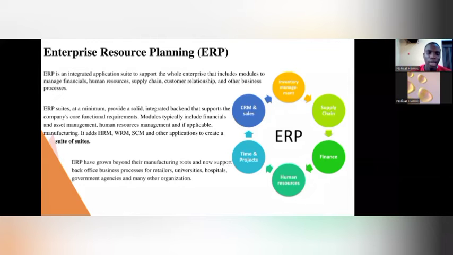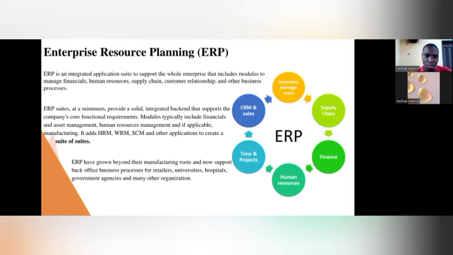Enterprise resource planning, ERP. ERP is an integrated application suite to support the whole enterprise that includes modules to manage financials, human resources, supply chain, customer relationship, and other business processes. So basically, ERP covers CRM and sales, inventory management, supply chain, finance, human resources, time and projects, and other areas of business activities. At a minimum, it provides an integrated backend that supports the company's core functional requirements.